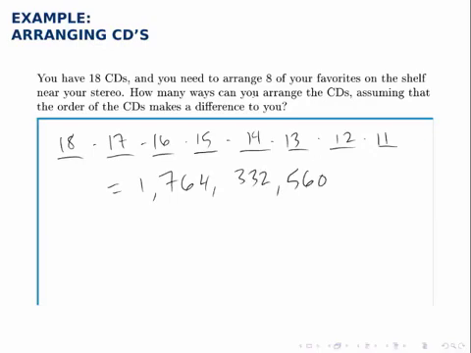The other way to do this is to use the formula. Now, since in this case order matters, we'll use the permutation formula, where n is 18, because that's the number we're choosing from, and r is 8, that's the number that we select from that pool and then organize. So that would be 18 factorial divided by (18 minus r) factorial, or 18 factorial divided by 10 factorial.